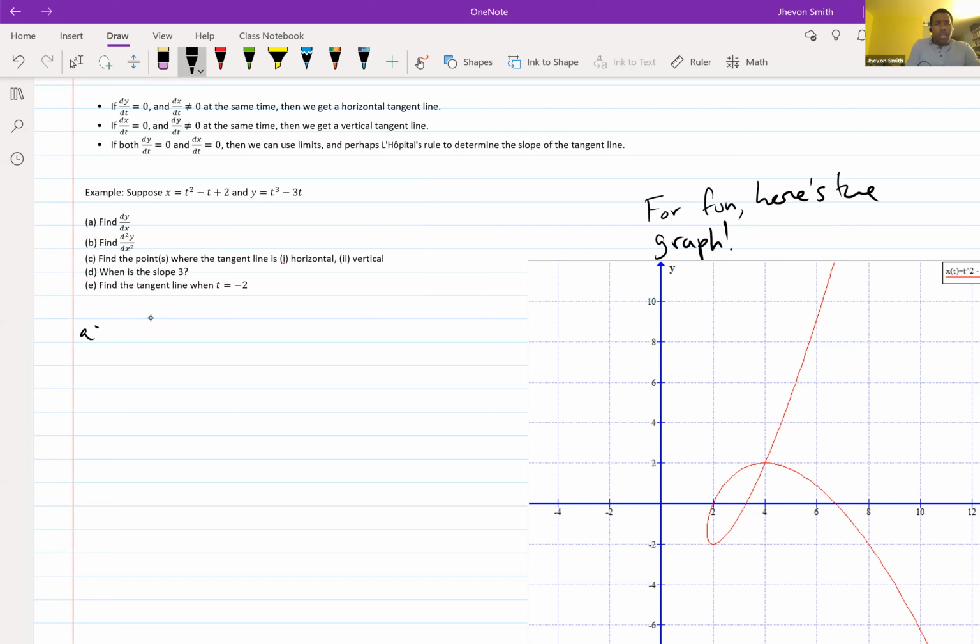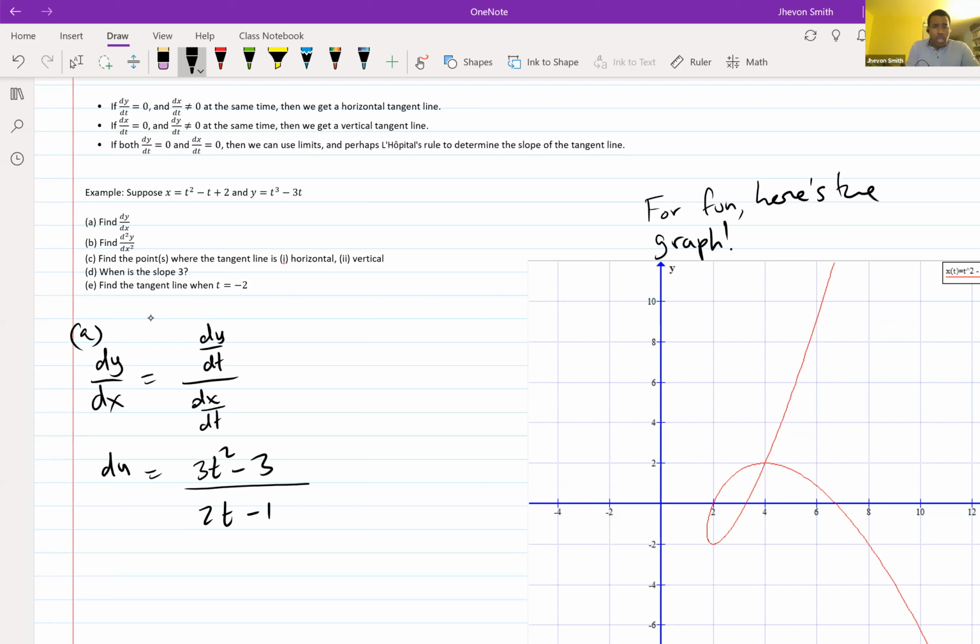So dy dx. Well, this, remember, is just dy dt over dx dt. Now our y is t cubed minus 3t. So I'm just going to take the derivative of that. 3t squared minus 3 over the x is t squared minus t plus 2. So the derivative is 2t minus 1. And that is our first derivative.